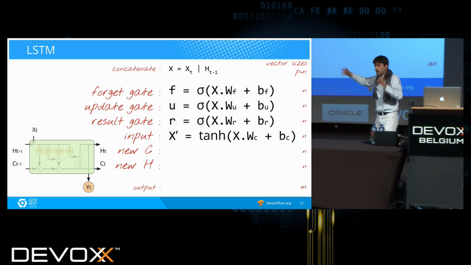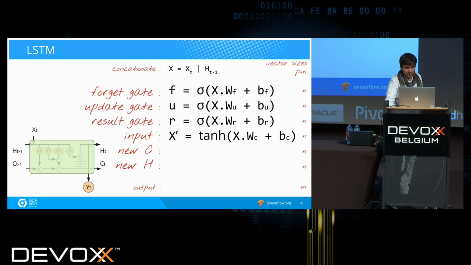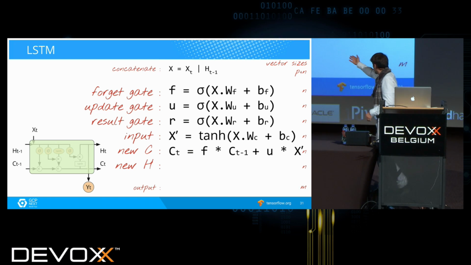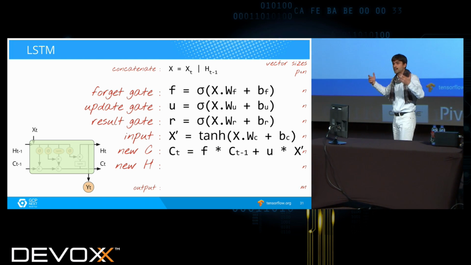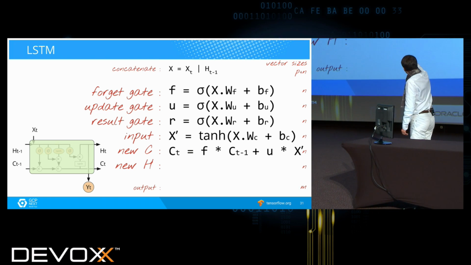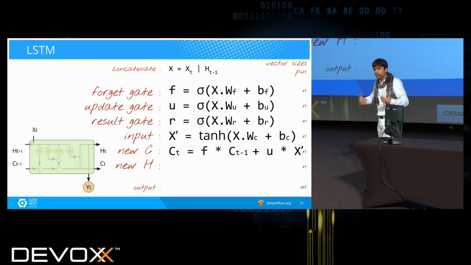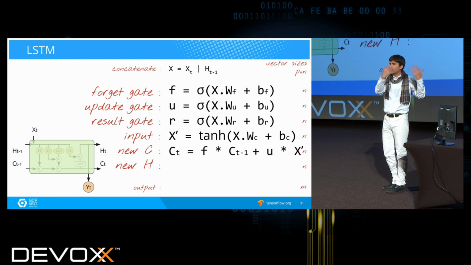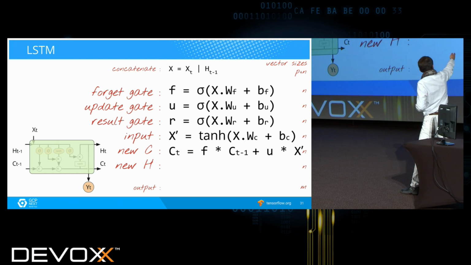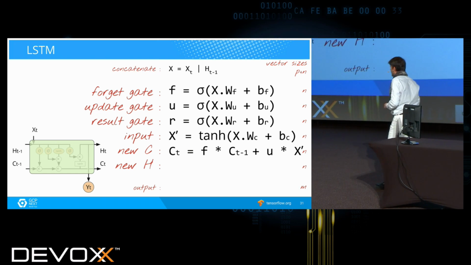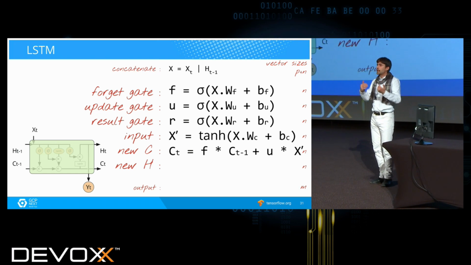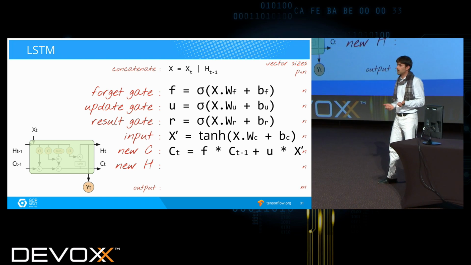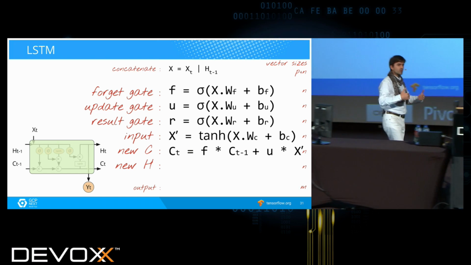So now that I have size-adapted my inputs, I can compute my new internal memory state C, which is the forget gate multiplied by its previous state. So it's what I had previously in memory, multiplied by what I want to forget, plus the update gate multiplied by my inputs, so plus what I choose to remember from my inputs. That is my new internal state.